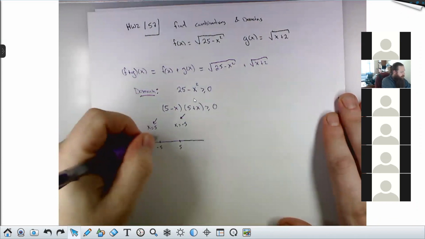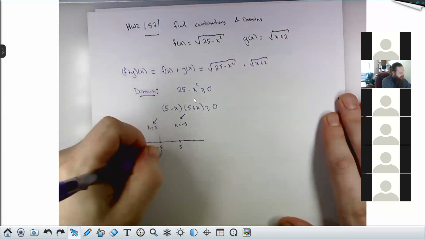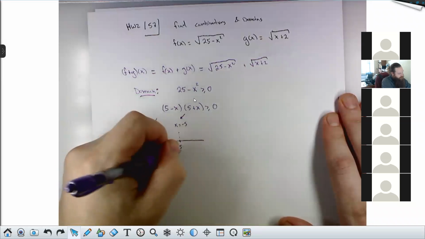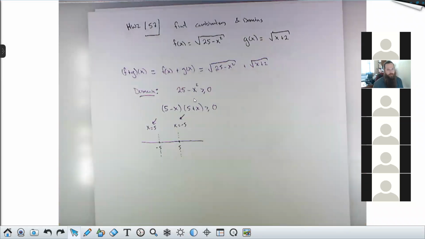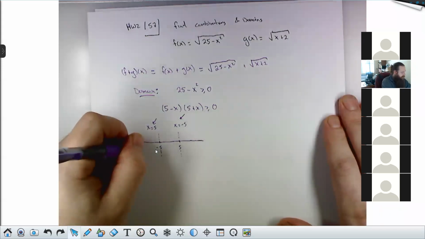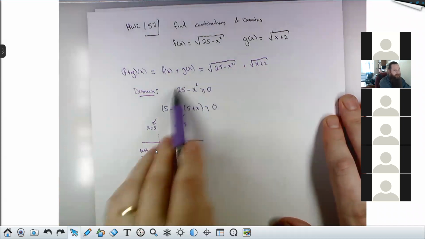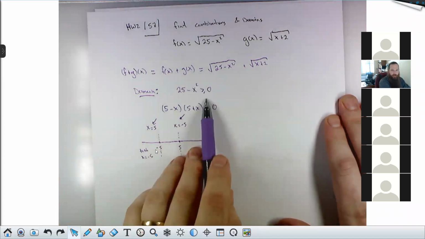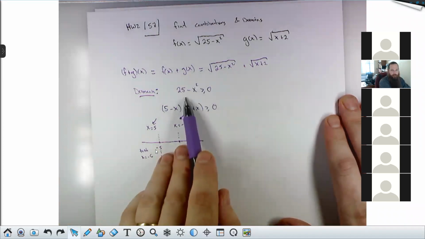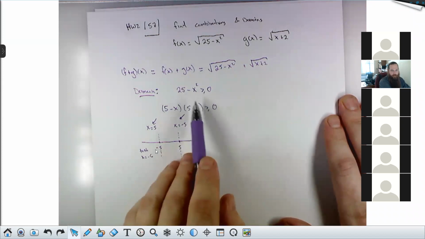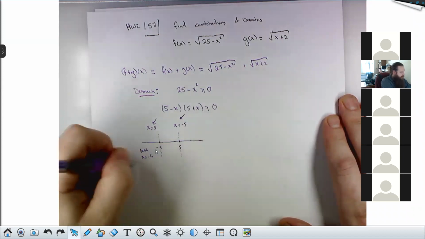And then this creates 3 regions. From each region, I test a point in the inequality. So over here, if I test x equals -6, if I plug -6 into this inequality, do I get a true statement or not? Well, it's 25 minus -6 squared.